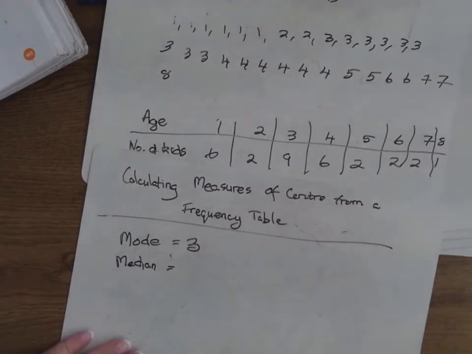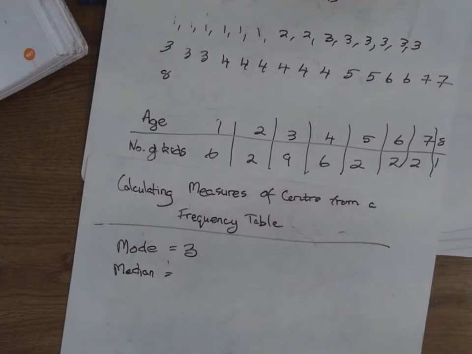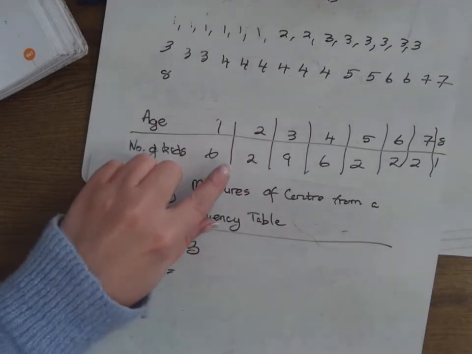Okay, the median is the middle number. So I've established child number 15. I want to know what age is child number 15, because that's the median. The middle child. What age is the middle child? Are we with me? So I've lined them all up. The first 6 children are age 1. So have I got to the middle child yet? No, I'm only on the first 6. The next 2 are 2. So 6 and 2 makes 8.